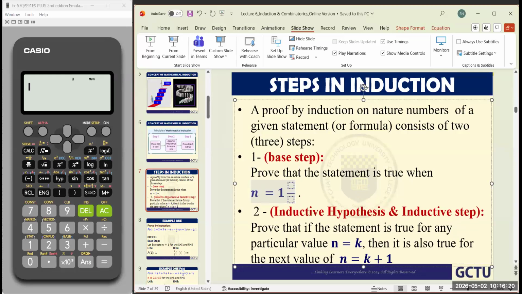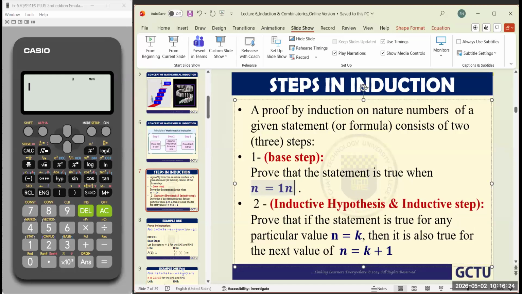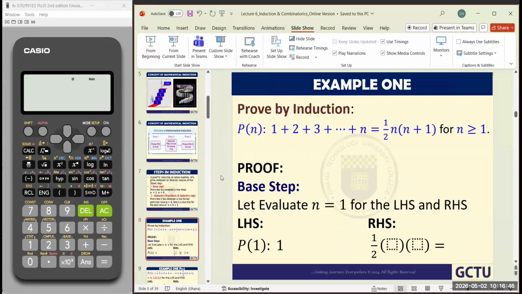Sometimes you will be given n is equal to 0. So if it doesn't work for n is equal to 1, you will check when n is equal to 0. And if it works for that base step, then we substitute when n is equal to k. If it also works, then we check n is equal to k plus 1. So these are the steps we will try to follow in a question. So let's take the first example.